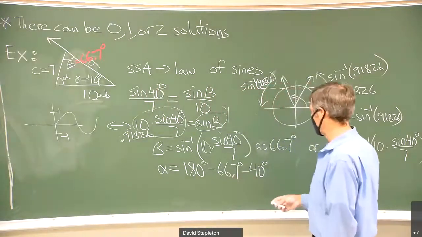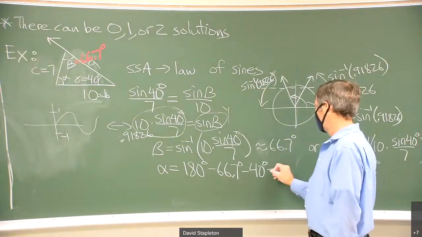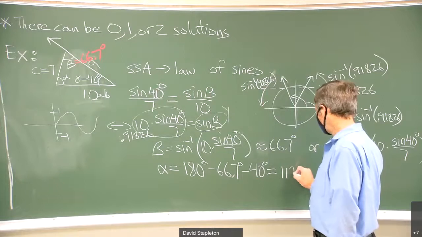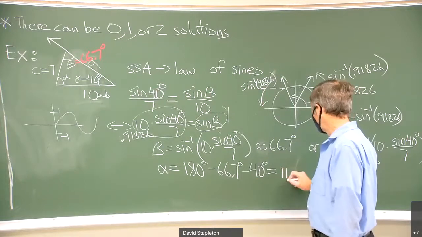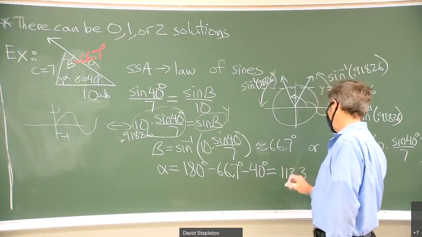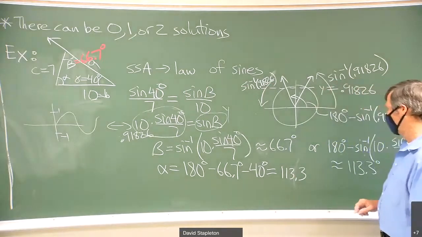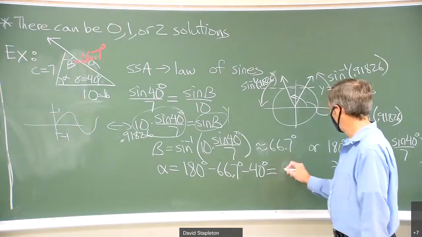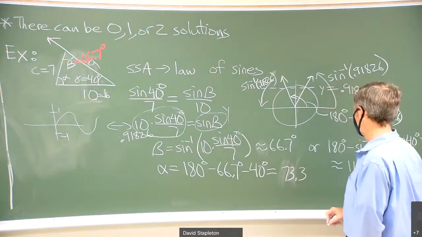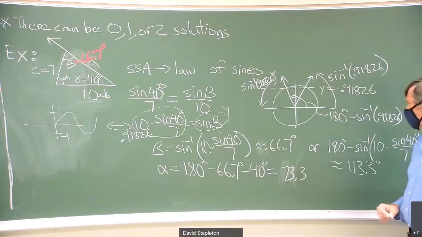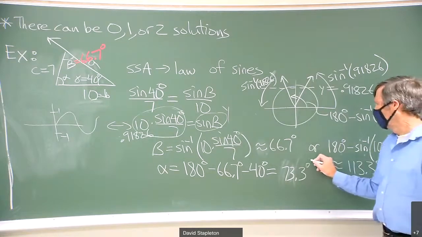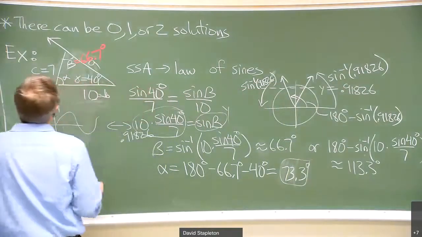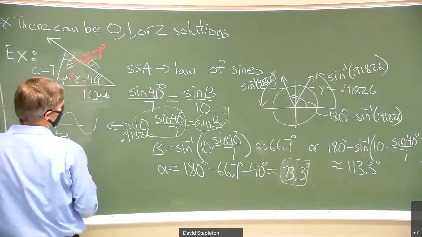That's this 106.7, which leaves me 73.3. So there's the last angle. And now I can finish solving this triangle.